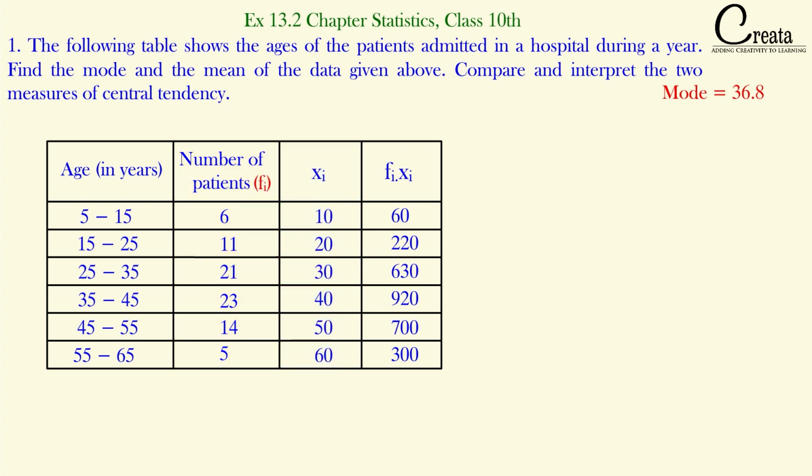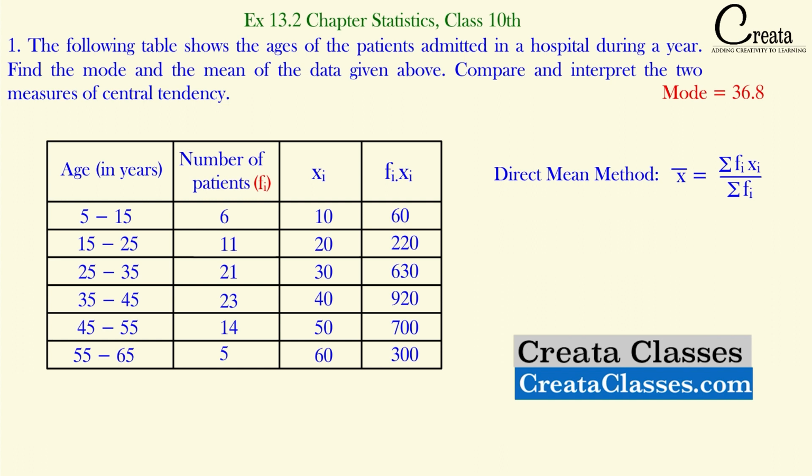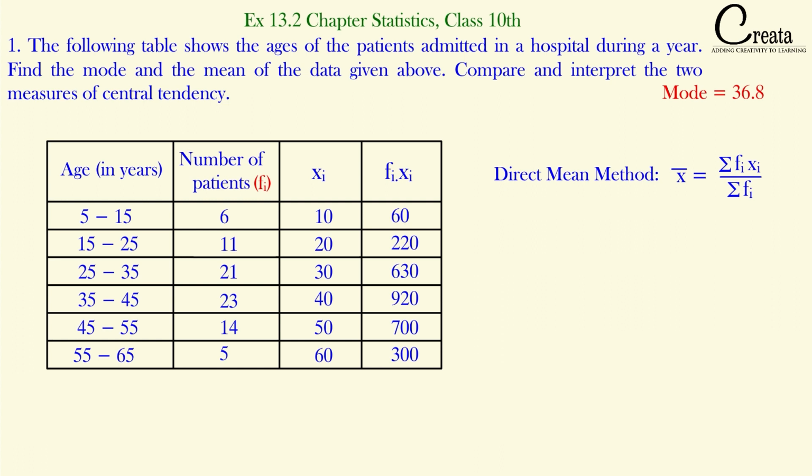So this is the formula of mean, the direct method, but you are also open to use the other methods that we have discussed in the previous lecture. You can go with the assumed mean method, or you can go with the step deviation method. The answer will not change. Here we are going with the direct method. And this is the formula of the direct method. We have to divide the sum of fi into xi with sum of fi.